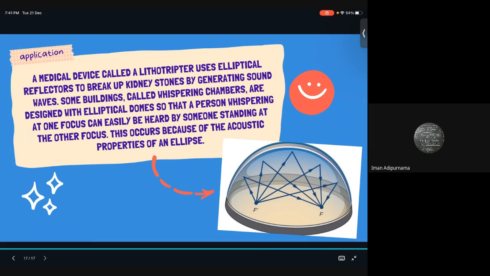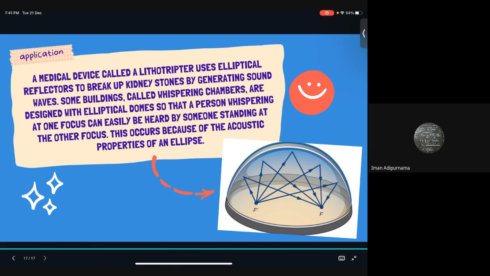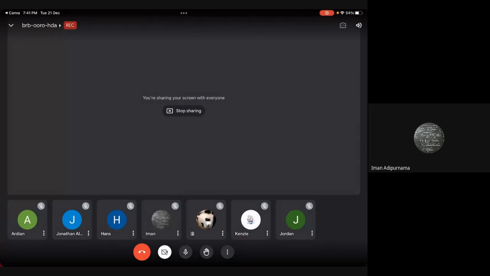So that's very interesting. Ellipses can also be used to build different structures so that sound can move better. But yeah, that will be it. I hope you guys understood everything. I don't know if you guys have any questions.